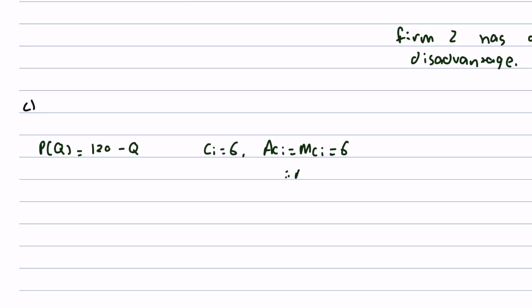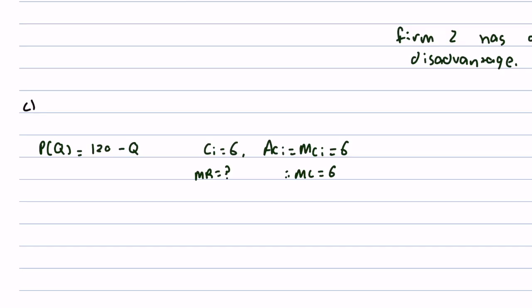Now, if you recall, P of Q was equal to 120 minus Q, right? And we know that our cost for each firm, which was equal to 6, and we can assume that the average cost i is equal to the marginal cost i. i represents the number of each firm, which is equal to 6, right? So therefore, we know our marginal cost is equal to 6, and we have to find our marginal revenue.